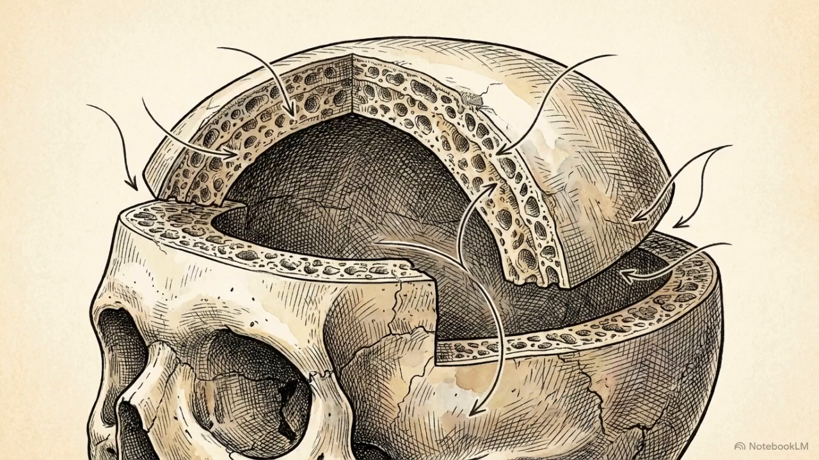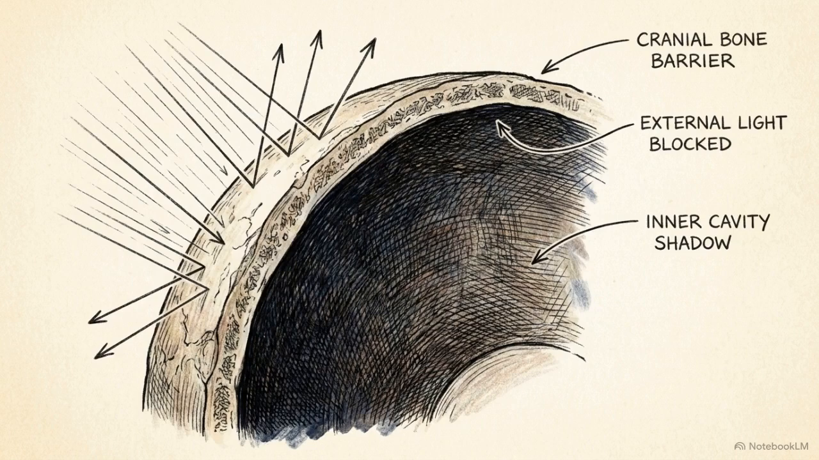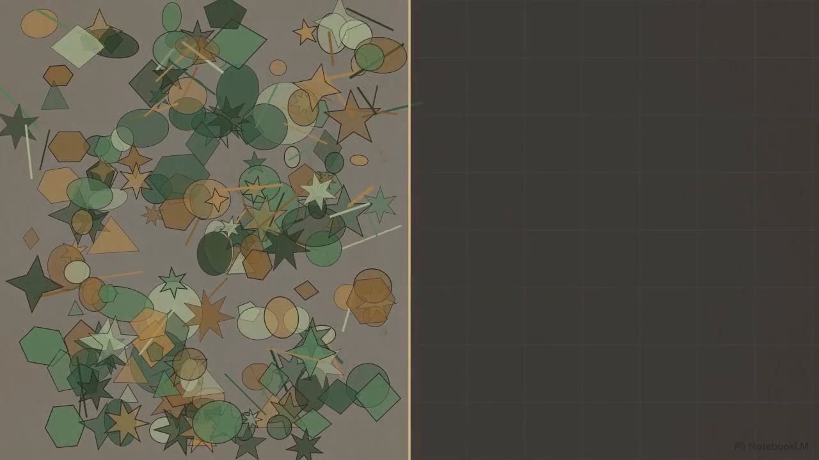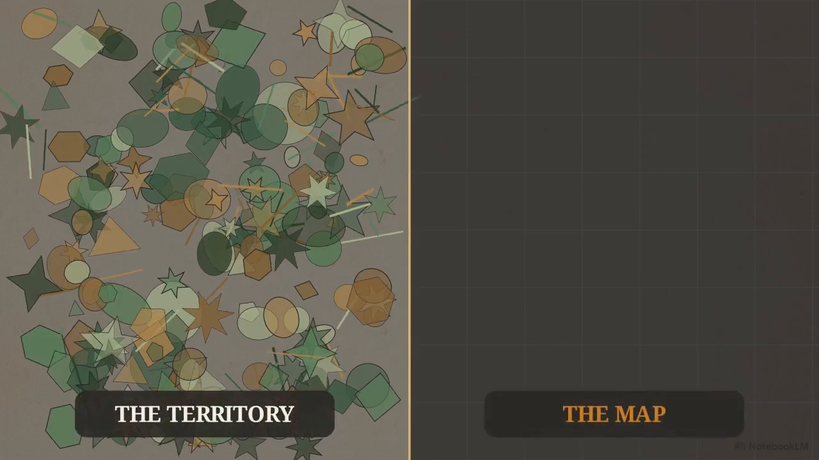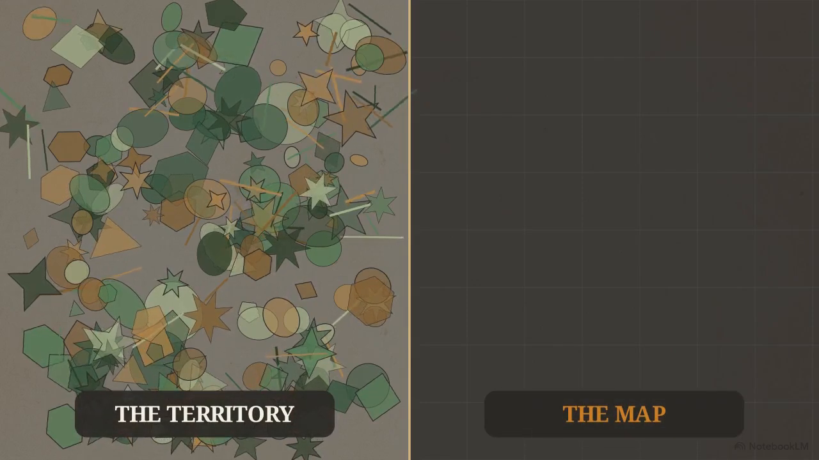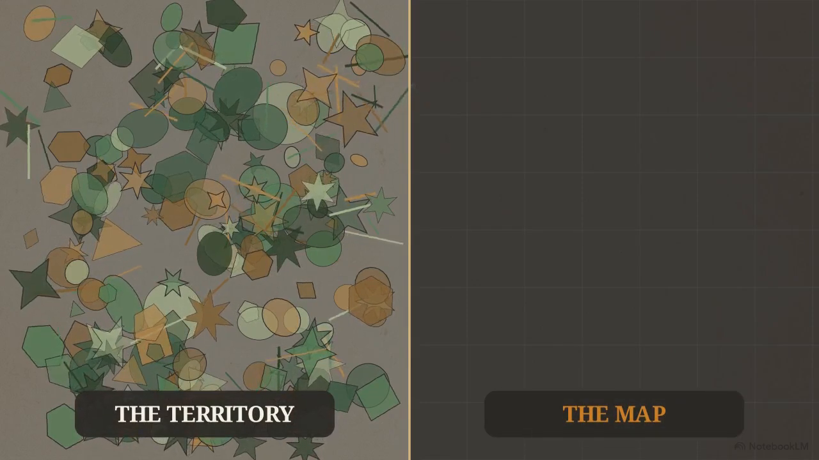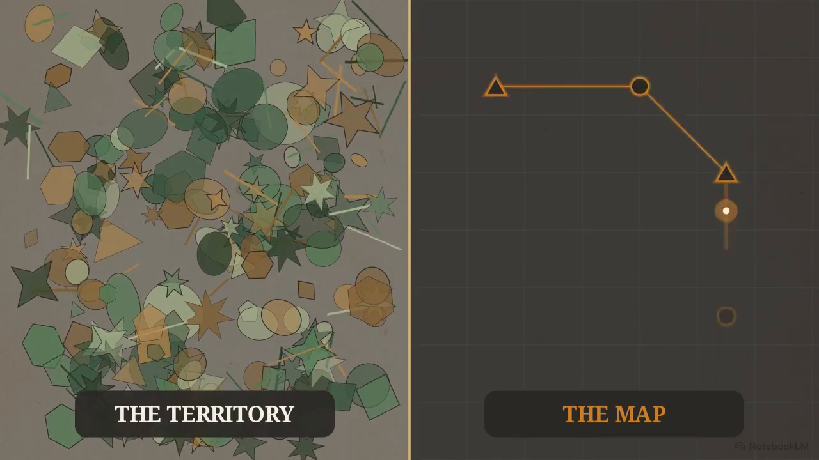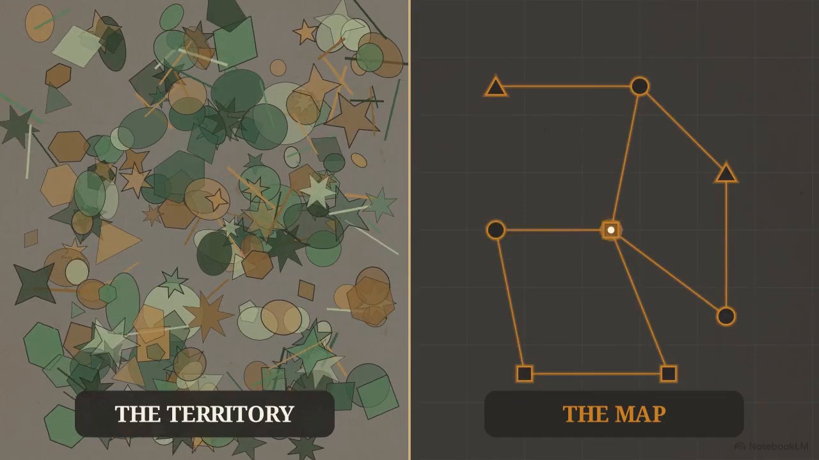The human brain is sealed inside a dark, silent vault of bone. It does not interact with the objective universe directly. This creates the core axiom of the entire model. The map is not the territory. The reality you experience is not the actual world. It is a map your nervous system sketched out to help you navigate it.